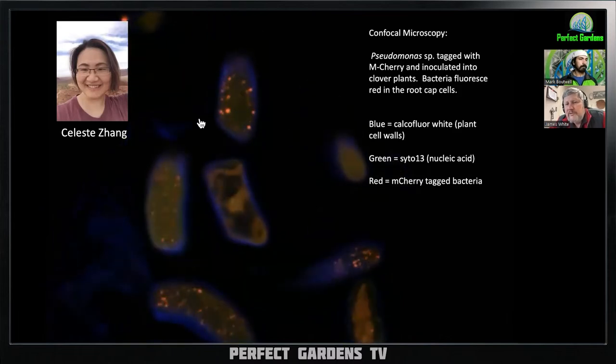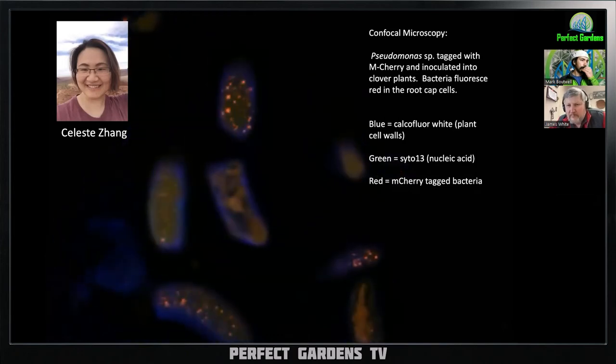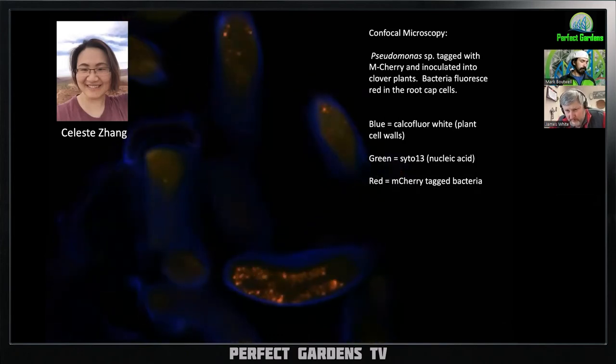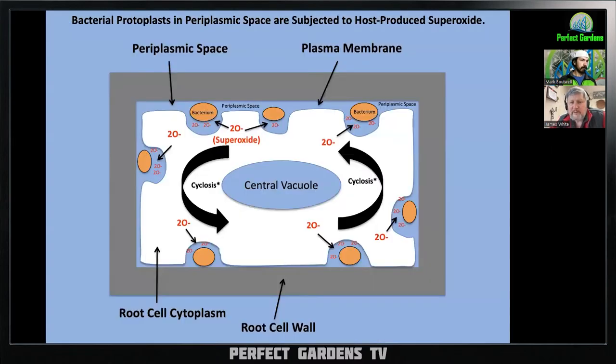So you can see they're actually inside the plant cells. These are cells from, what is this? I think this is clover. That's a little clover. But the bacteria go through the wall and go into those cells.